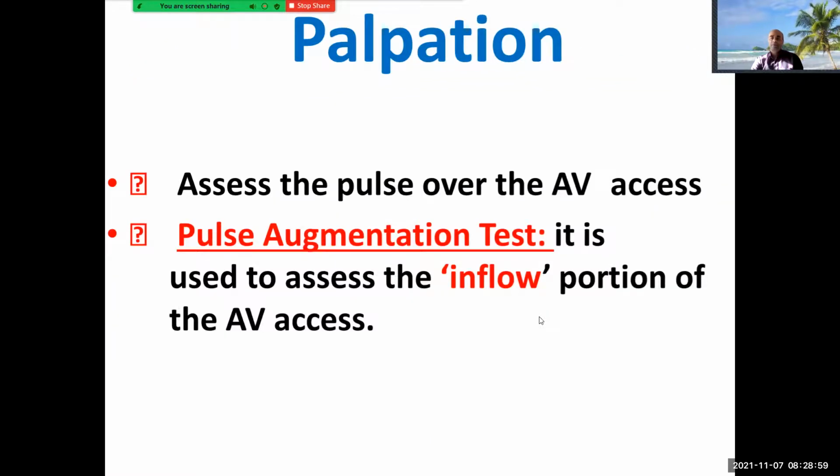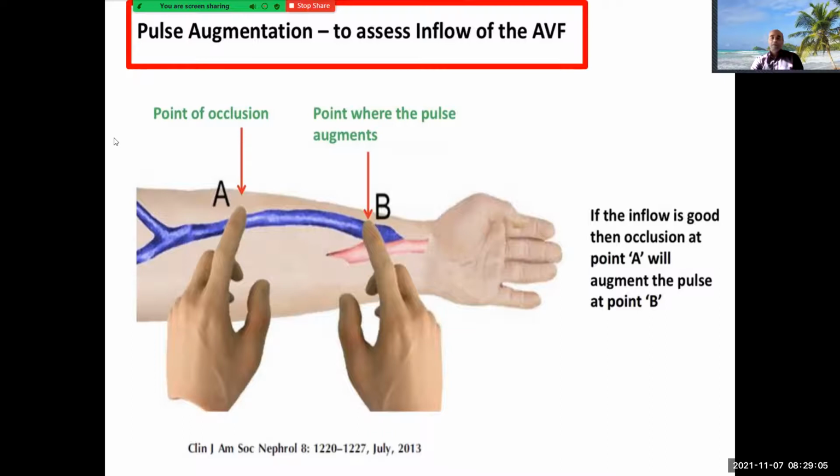Assess the pulse over the AV axis. Pulse augmentation is used to assess the inflow portion of the AV fistula. Let's see now, pulse augmentation to assess inflow. If you compress the body, the outflow is the body of the fistula. This red one is the feeding artery, the radial artery, and it feeds your fistula with blood from the heart. The outflow part is the cephalic vein, which takes the blood from the fistula to the heart.